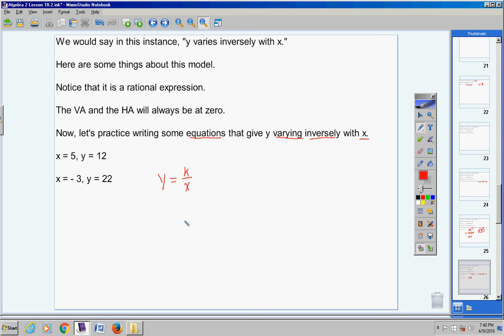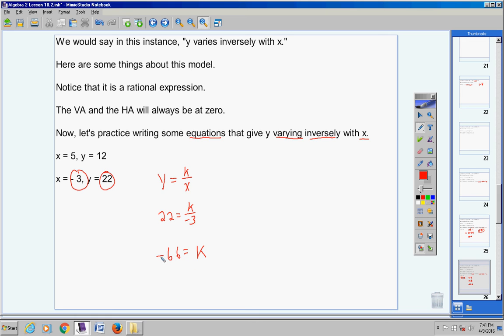There it is, okay? Now, in order to write an equation that has y varying inversely, I've got to solve for k. So where the y is, I'm going to put 22. Where the x is, I'm going to put negative 3, because here's my x and here's my y. Now your denominator is negative 3, so multiply both sides by negative 3. 22 times negative 3 is negative 66. K over negative 3 times negative 3 would cancel out your negative 3's, leaving you with k. So there, I solved for k. I multiplied both sides by my denominator, which is negative 3.